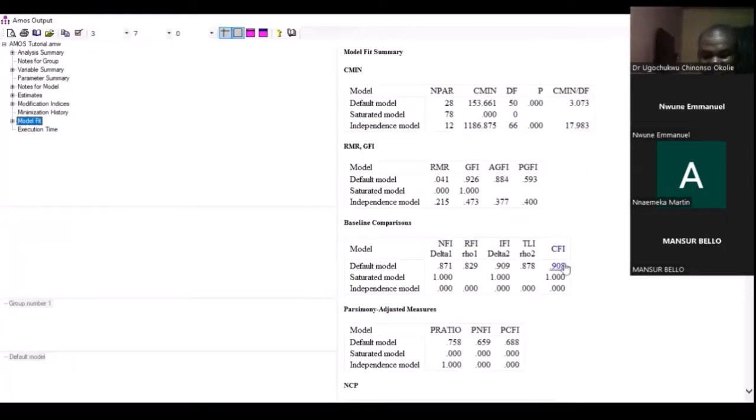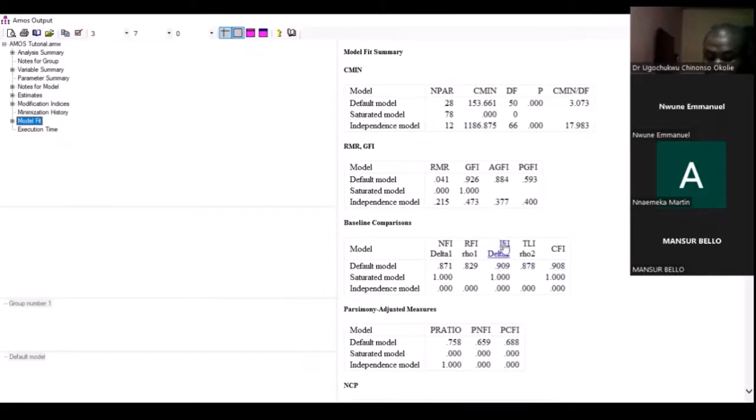So you can see that the CFI has risen to 0.90. Are we seeing the CFI value now? Are we together? Yes, sir. Can you see that the CFI has risen to 0.981? Yes. So this is good.